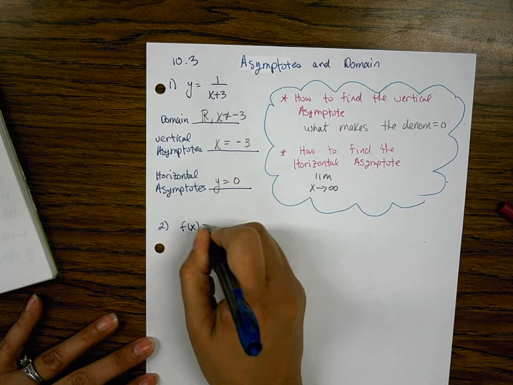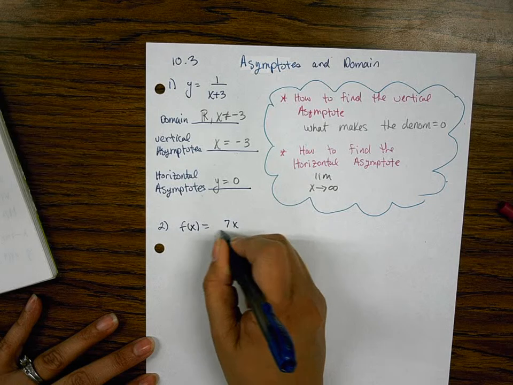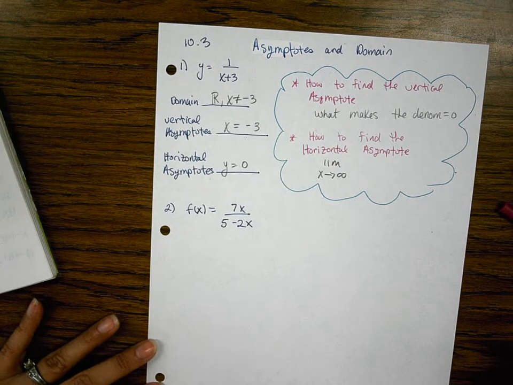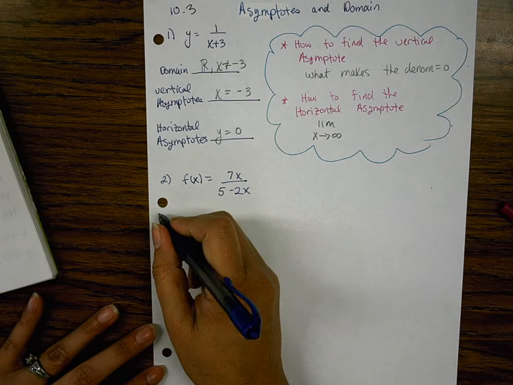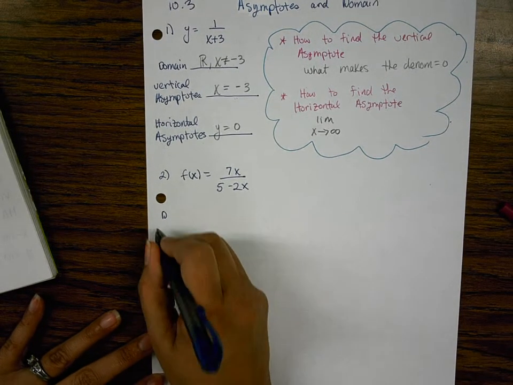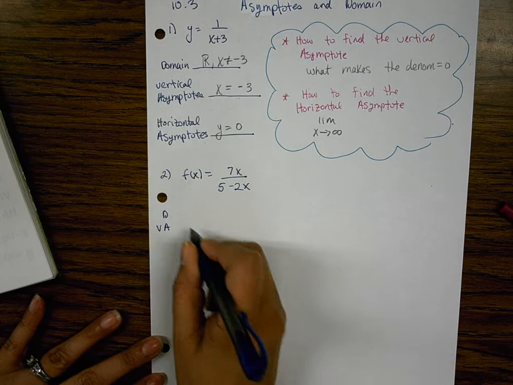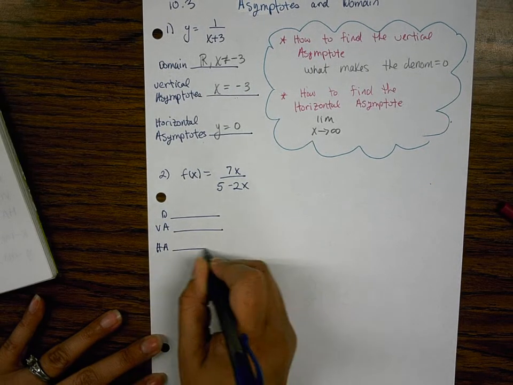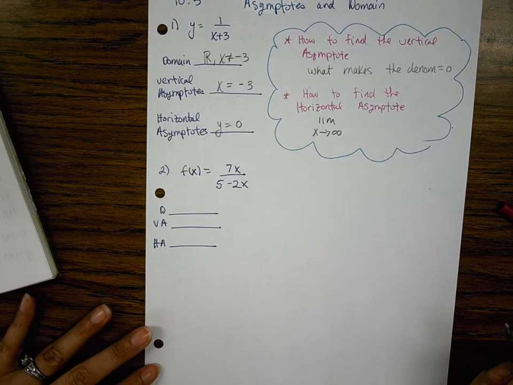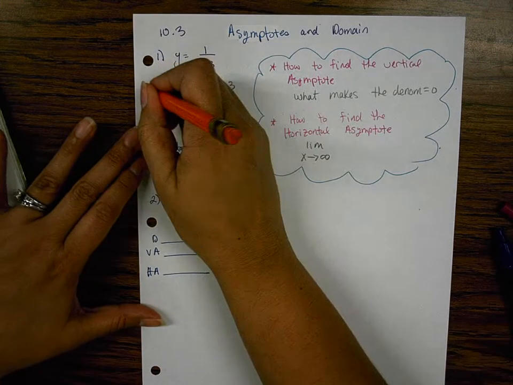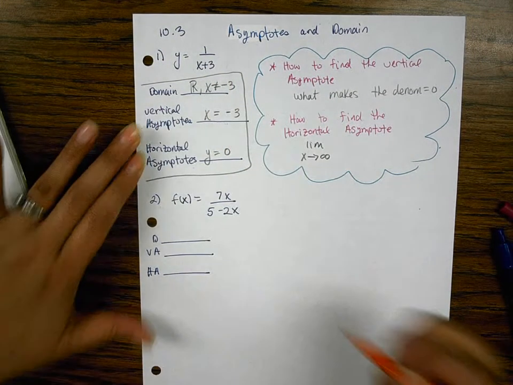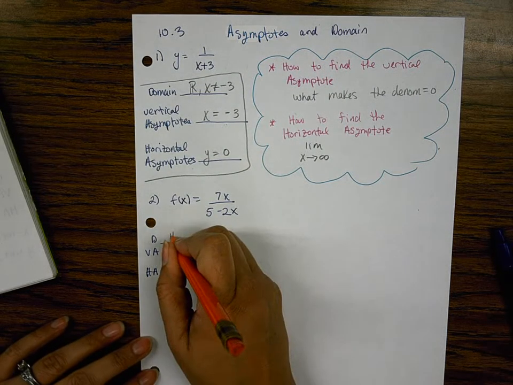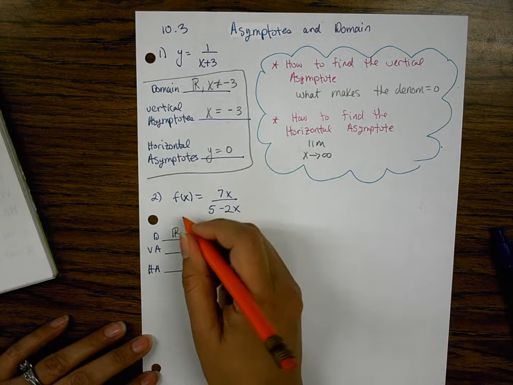Number 2, f of x equals 7x over 5 minus 2x. All right. Domain, I'm just going to put a D, for vertical asymptote I'm going to put a VA, and for horizontal asymptote, I'm going to put a HA. Domain, VA, and HA. Okay, I'm going to box this one in. This was our answer on the last problem. Okay, domain, all real such that x cannot equal, you make the denominator 0.